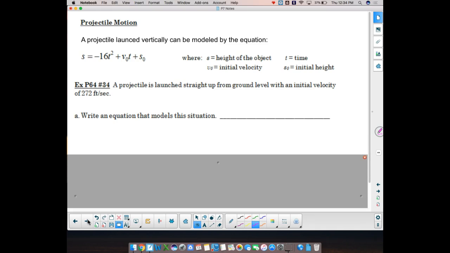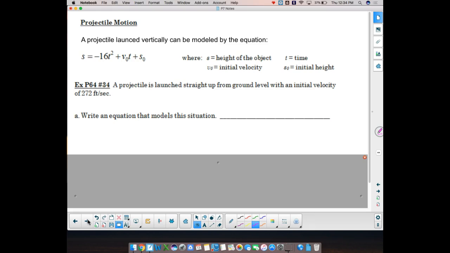So, I took this one out of your textbook. Page 64. Oh, nope, not a homework problem. But that's okay. A projectile is launched straight up from ground level with an initial velocity of 272 feet per second.